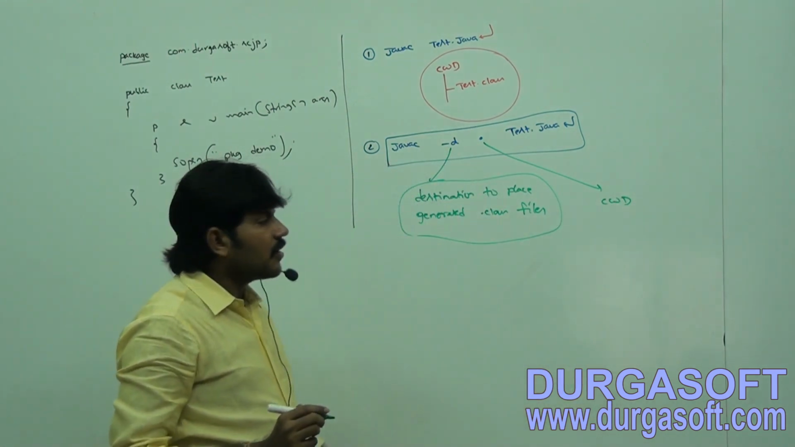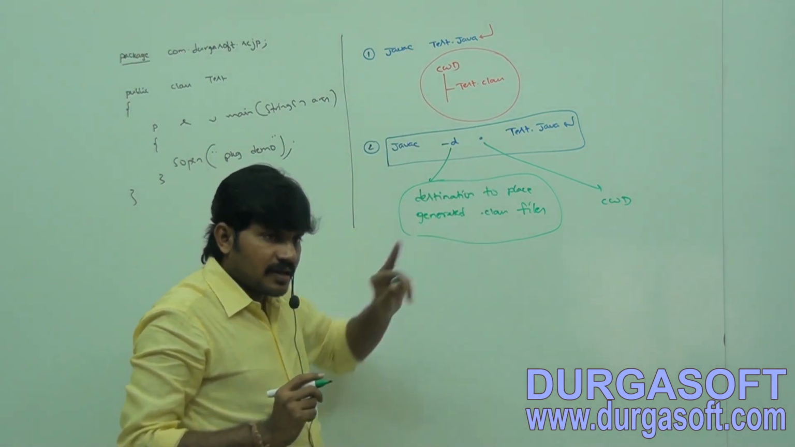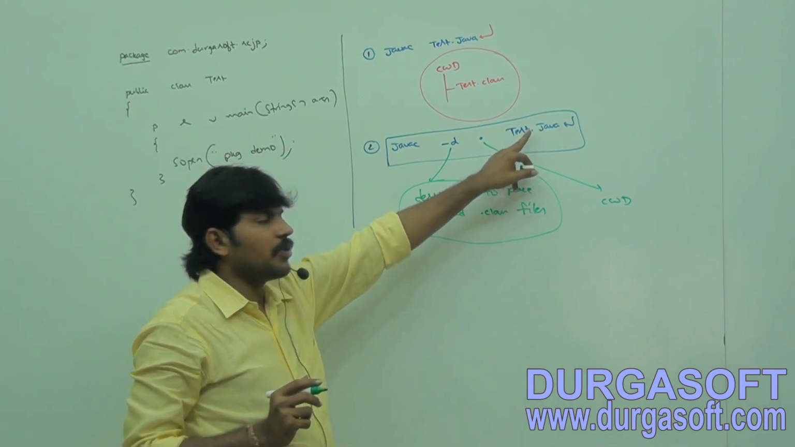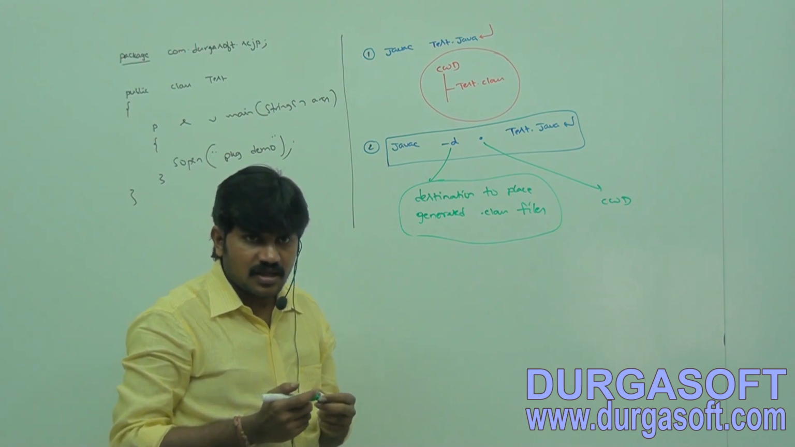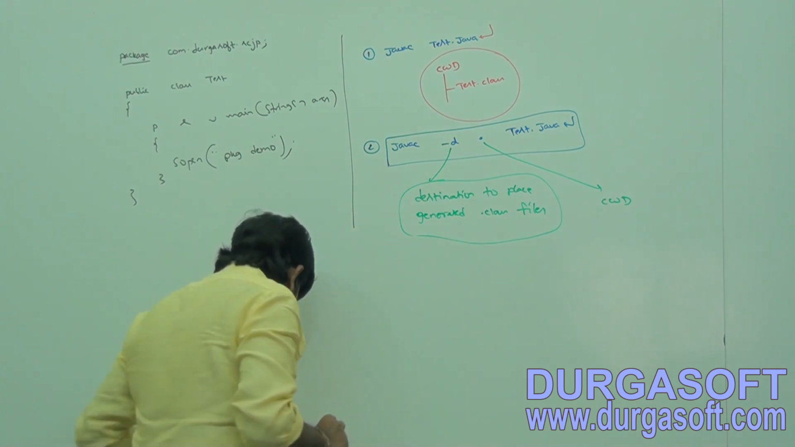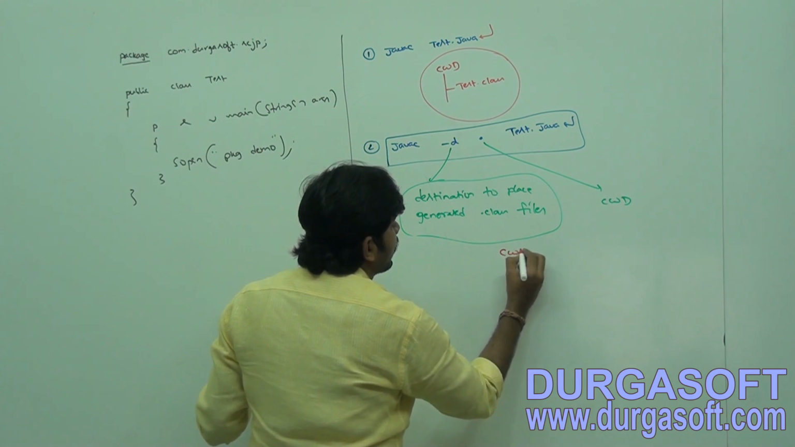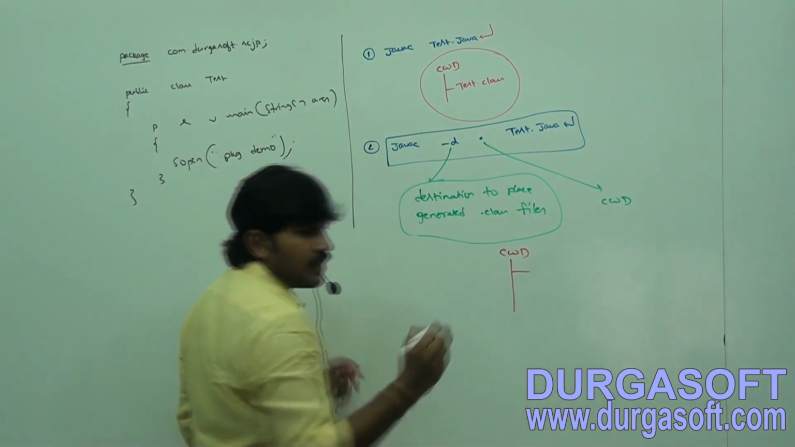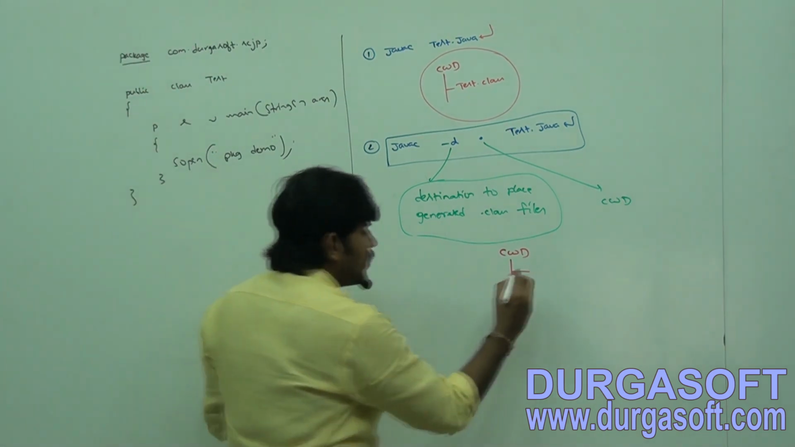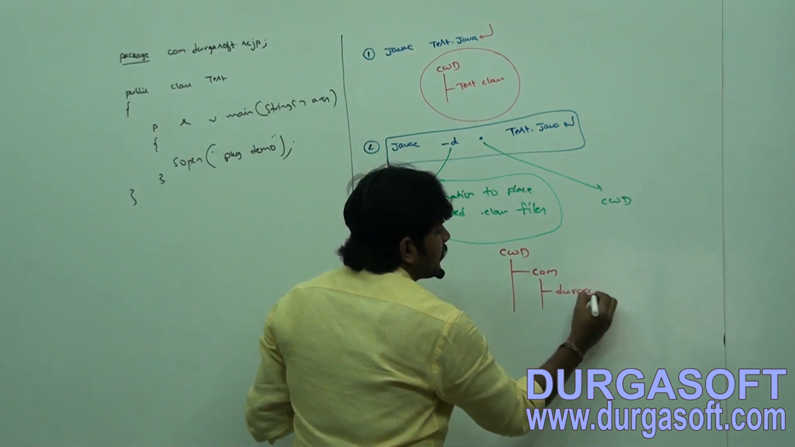The difference between this one and this one is that in the current working directory, in the corresponding package structure, the tester.class file will be placed if I use the -d option. Now observe this one: in the current working directory, com will be there. Within com, Durgasoft will be there.